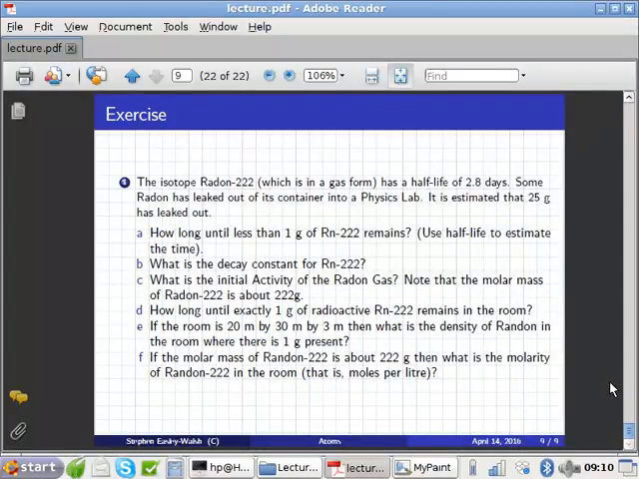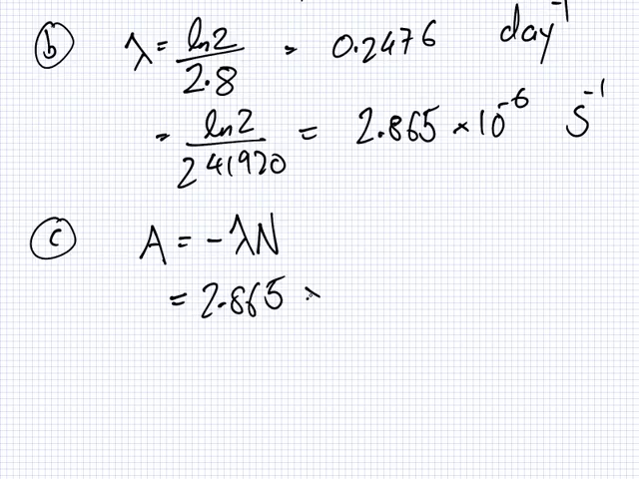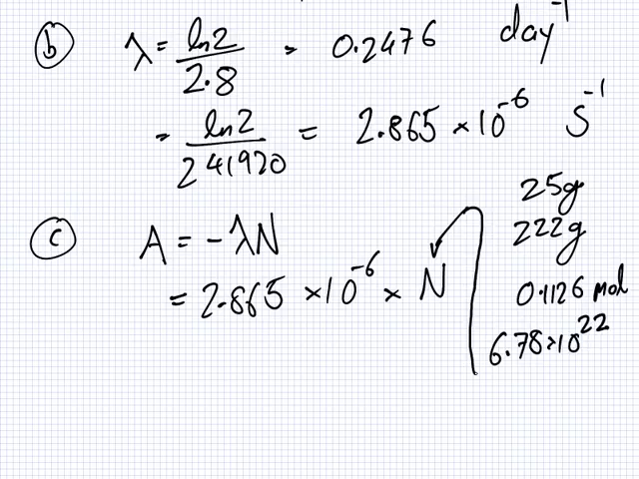Okay, let's have a look. What is the activity? So A equals minus lambda N, which is 2.865 times 10 to the minus 6 times N. Now we don't know what the N is, but we know we have 25 grams, and we know that 1 mole is 222 grams. So if I do 25 divided by 222, I have 0.1126 moles. If I multiply that by Avogadro's number, which I have on my calculator, then I get 6.78 times 10 to the 22 atoms for the N. So this is how to calculate the N.